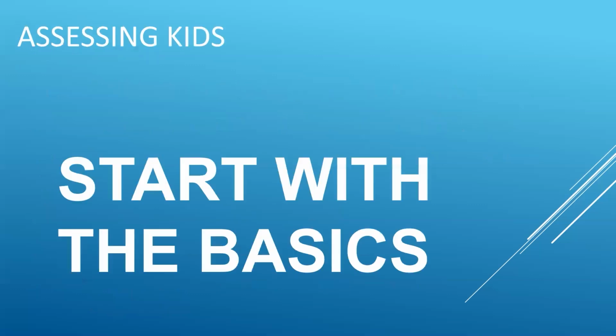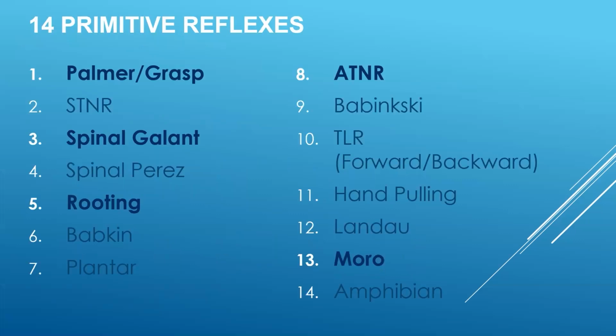So when it comes to assessing kids, the reason we've been talking about all this is that it's part of why we get into primitive reflexes. You've got to start with the basics. There's a certain number of primitive reflexes available. You can call them Palmar or the grasp reflex. The STNR is the symmetric tonic neck reflex, spinal Galant, spinal Perez. There's rooting, Babkin, plantar, the asymmetric tonic neck reflex, Babinski, the tonic labyrinthine reflex, or the TLR, hand pulling, Landau, Moro, and then amphibian. There's a handful of different things there.